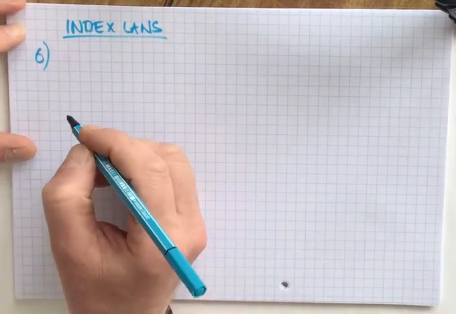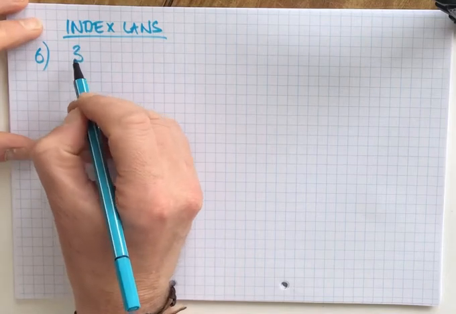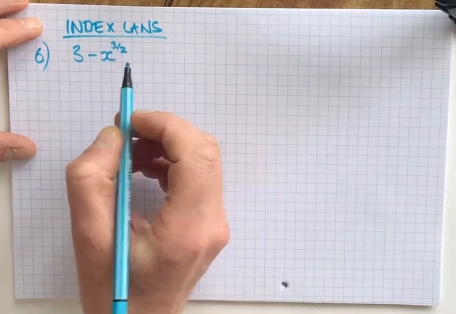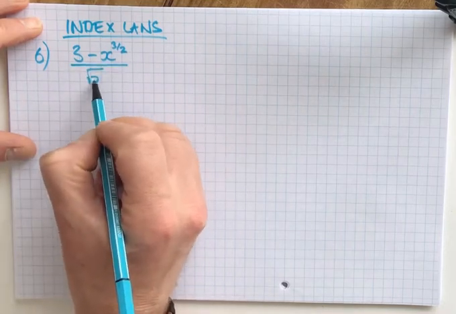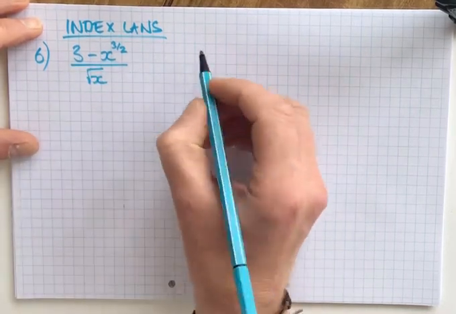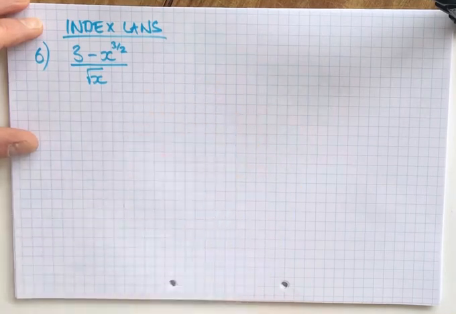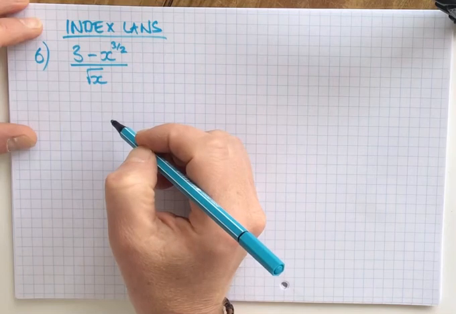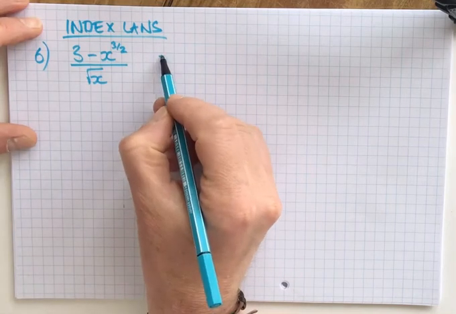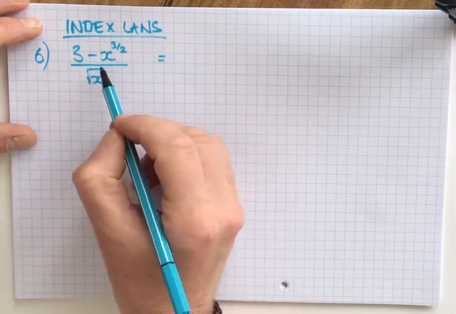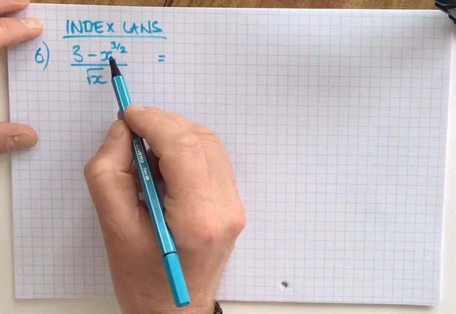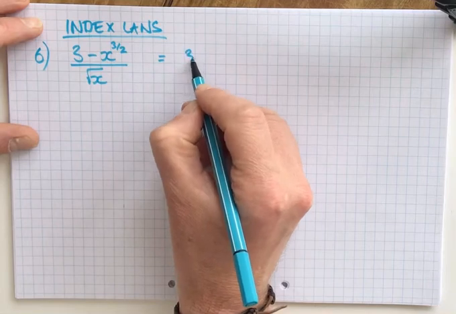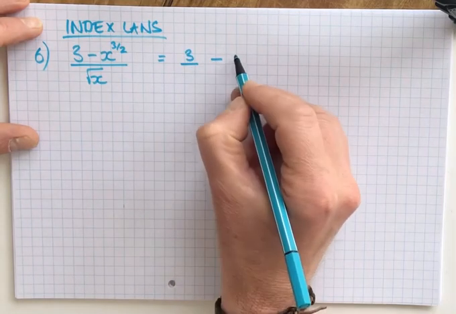Okay, question 6 says we've got to write (3 minus x to the 3 over 2) over the square root of x in polynomial form. What I mean by that is it's got to be just powers of x. So we need to simplify this thing. The first thing to do is to recognise that you've actually got two fractions here: 3 over root x and x to the 3 over 2 over root x. So I'm going to write it as two separate fractions.